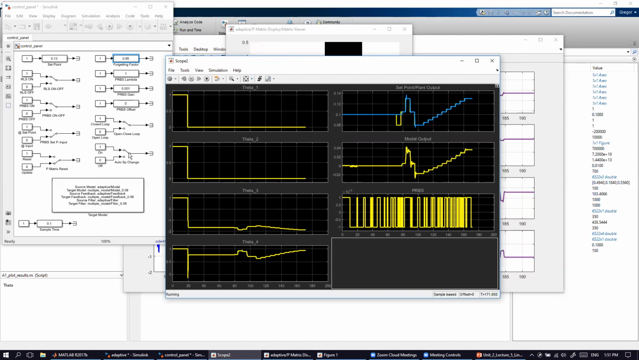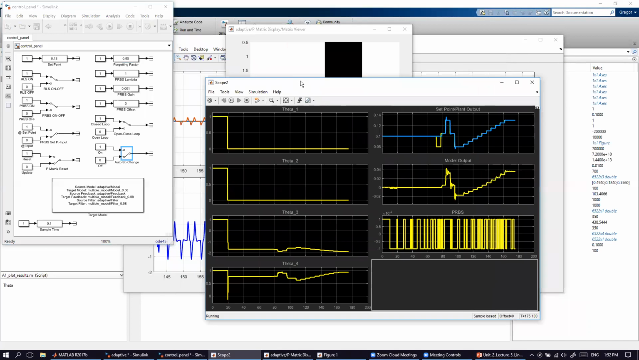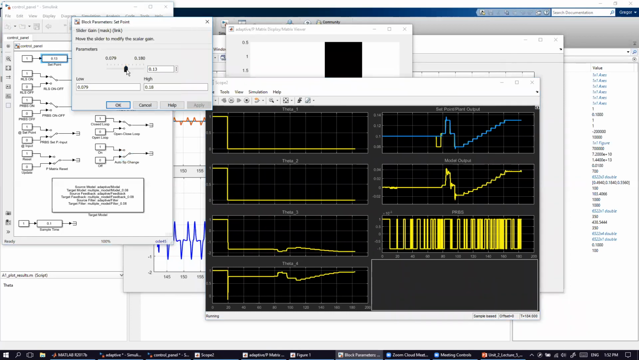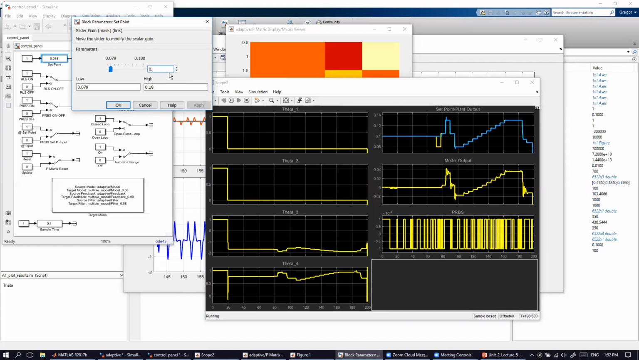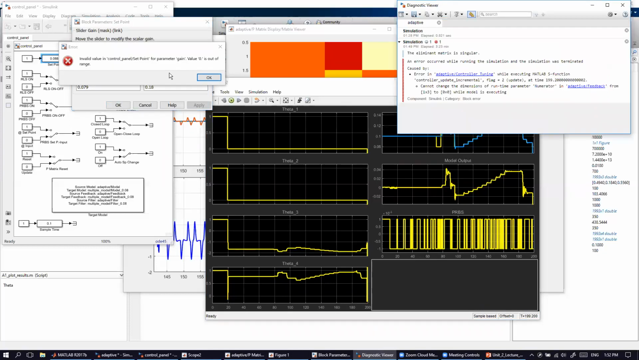And now I'm going to turn the set point change off again. And now I'm going to leave the adaptation on, and I'm going to manually change the set point now. So to some small value like that, or to even smaller value. And now I'm going to change it really, really fast to, for example, okay. Anyhow, so this is what I wanted to show.